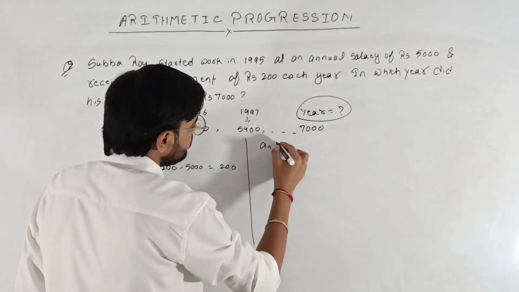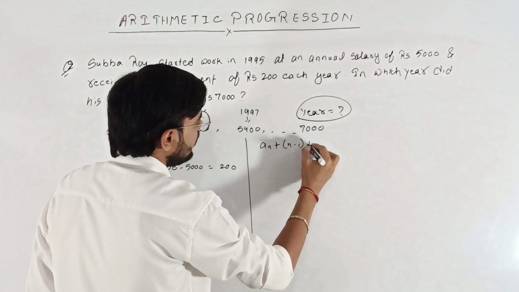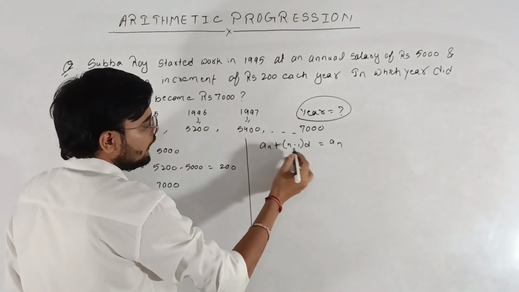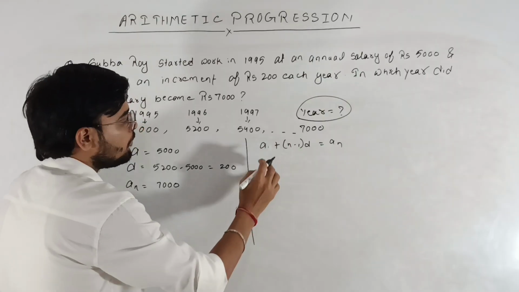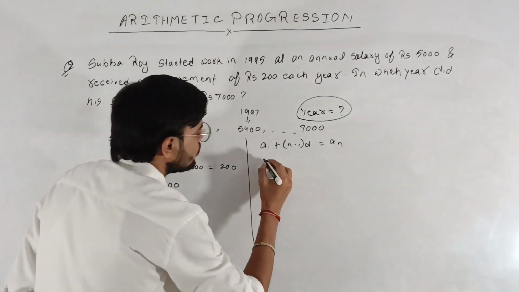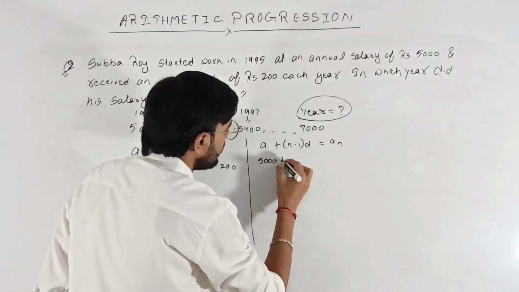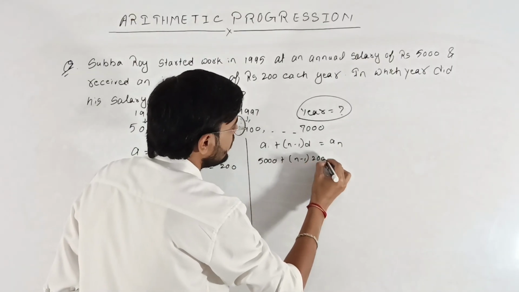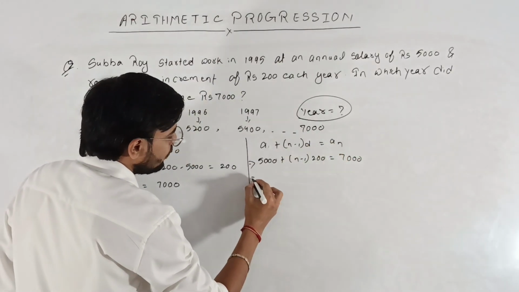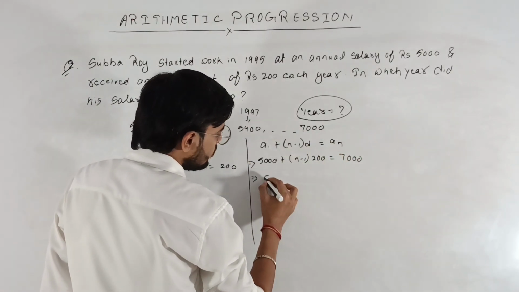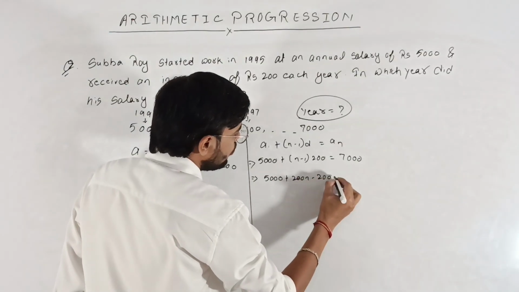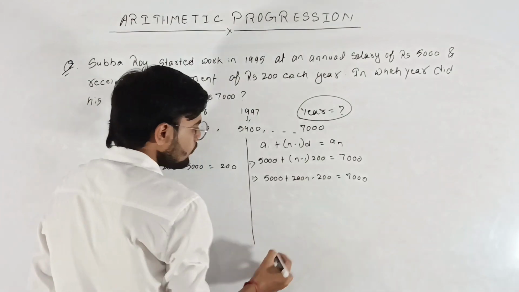So AN is equal to A plus N minus 1 into D, which is equal to the given term. Now A is 5,000, so 5,000 plus N minus 1, D is 200, is equal to 7,000. So from here we find N. This is 5,000 plus 200 N minus 200 is equal to 7,000.